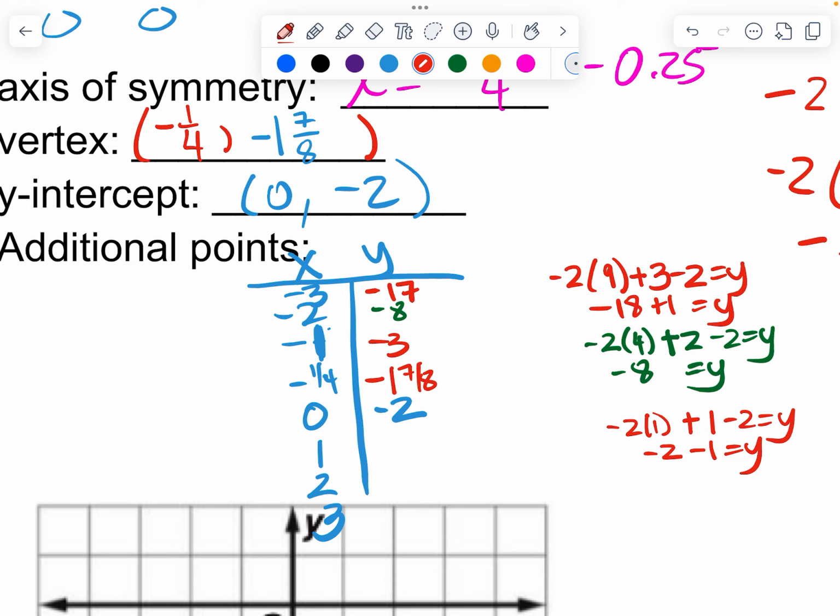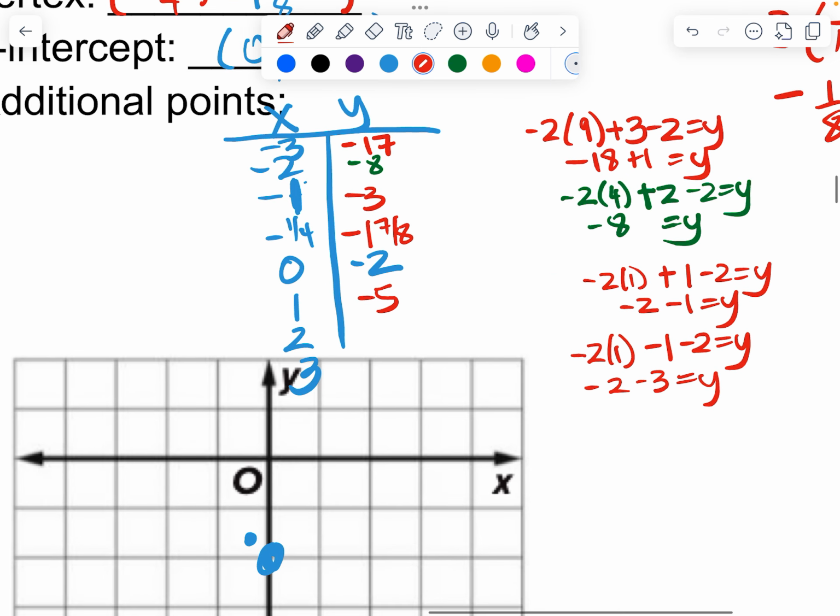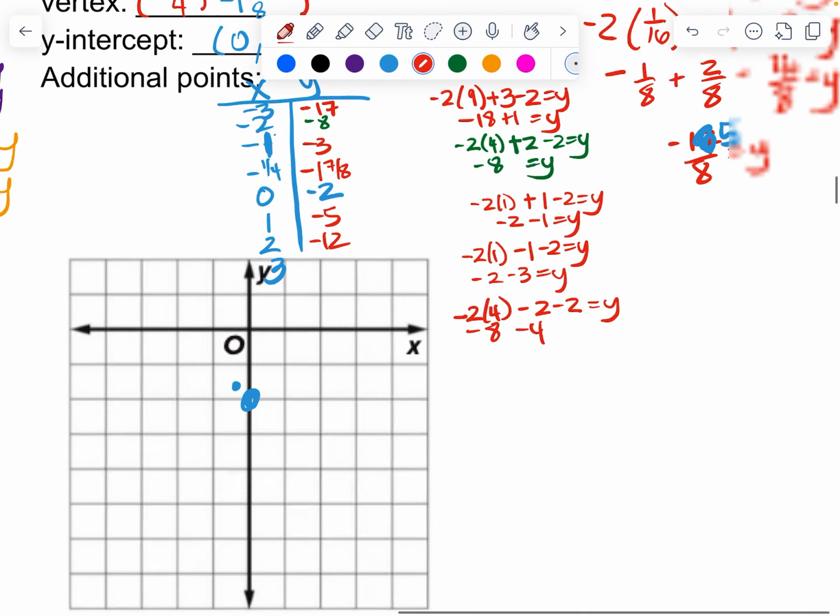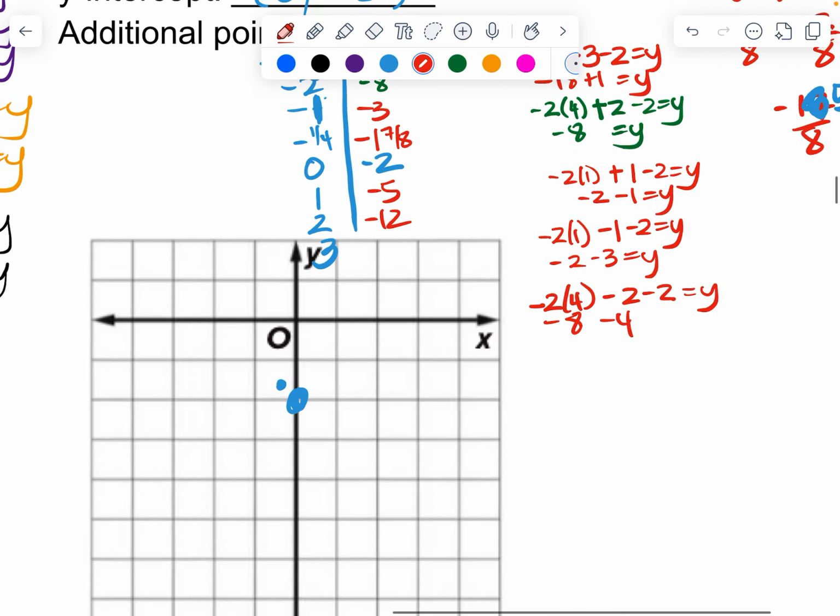If I plug in positive 1, I get negative 2 times 1 minus 1 minus 2. That'll get me negative 2 minus 3, which is negative 5. If I plug in 2, I get 2, 4, minus 2 minus, oops, am I doing 2? Yeah. So negative 8 minus 4, so this is negative 12. Okay, so here we go. So negative 2, negative 8.